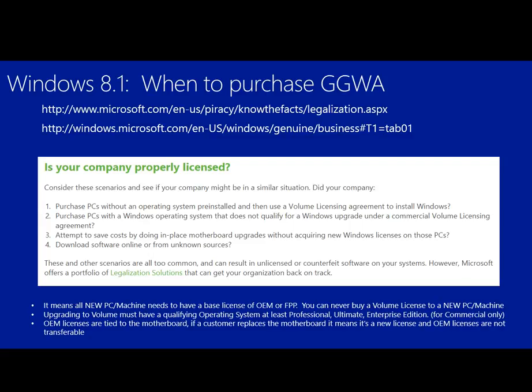Fourth one is downloading software online or from unknown sources. This is basically a pirated license. You download it from somewhere else. So if it's a pirated license, you need to buy a GGWA. I hope that's clear about when to get a Genuine Windows Agreement. So please visit the website. It can help. There's more information about the GGWA.